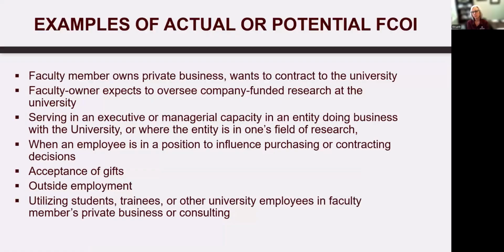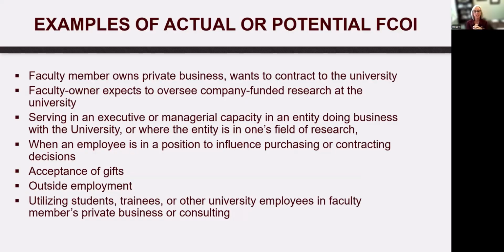So some examples of actual or potential FCOI. If you see a situation where a faculty member owns a business, but then they want to take some of their grant money and subcontract from the business that receives a grant, and then they want to do some of the work through their resources at the university, that could be a conflict of interest. If the PI wants to be the PI of some research that he's doing at his company, but he also wants to be a PI on something that's related at the university, that could be seen as a conflict of interest.